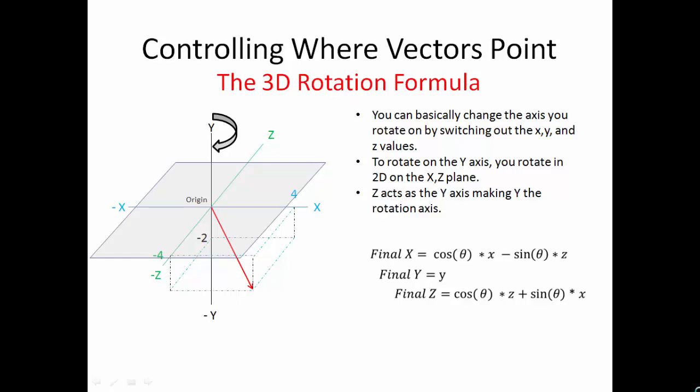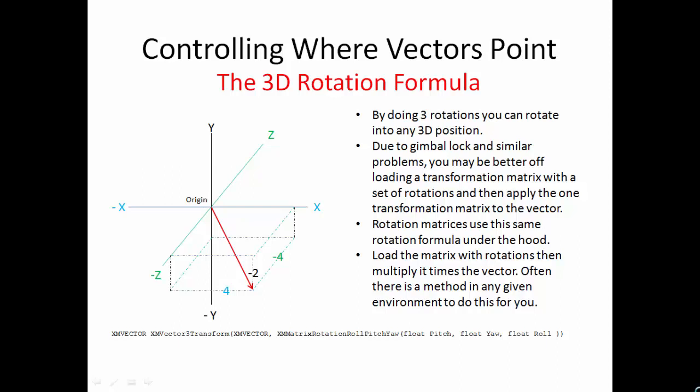So all of your 3D rotations are actually done in 2D on three separate axes. And the math works the same here. The final y is going to be equal to the original y, and then we switch out all the z values where there had been y values in the 2D formula, and it works exactly the same. So by doing 3D rotations, you can rotate into any 3D position.